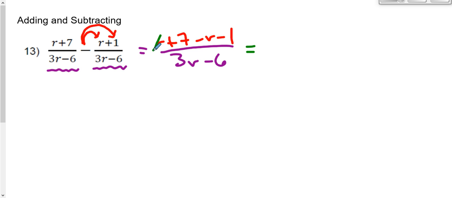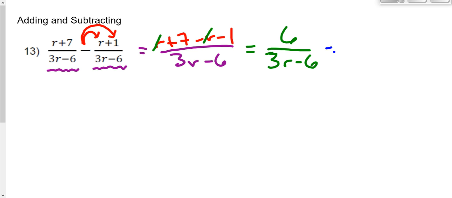This r and this r cancel each other out. Positive r minus r, those are gone. And all I end up with is positive 7 minus 1, which is 6, over 3r minus 6. Now that we've combined all of our like terms, all we have to do is see if anything here can simplify. I can simplify by canceling common factors, but I have to factor before I can find them.